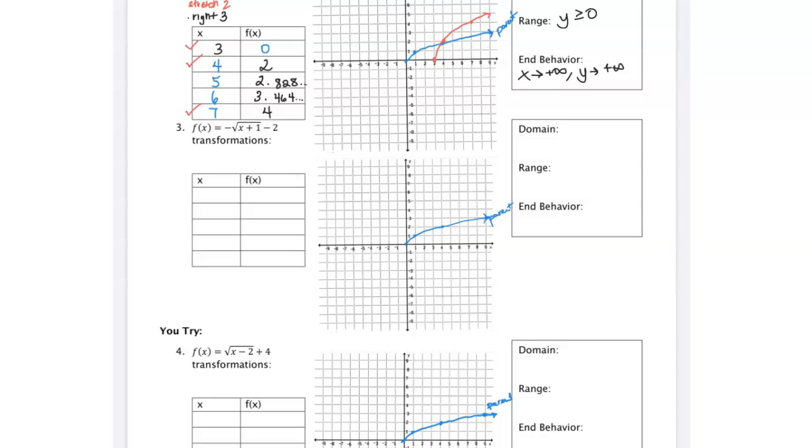All right, and we'll try one more together. So for number 3, we have an a value here of negative 1. So a equals negative 1. So that means that we have a reflection. Inside of our absolute value symbol, we have an h of, go with the opposite number, negative 1. So this means that we are going to shift to the left by 1. And then lastly, we have a k value of negative 2. So that means we're going down 2.